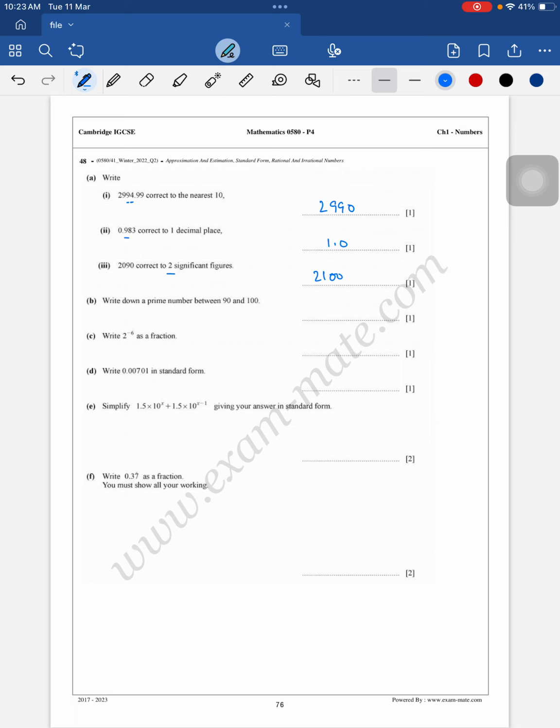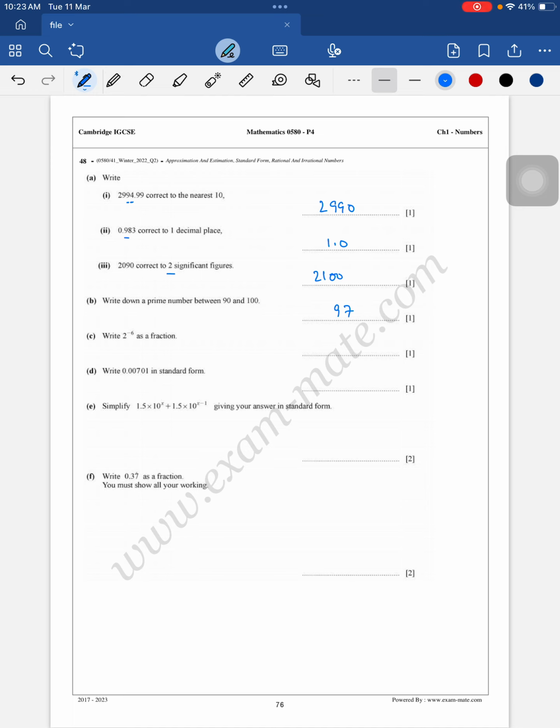Write down a prime number between 90 and 100. So we have 91, no. 93, no. 94, no. 97 is the number, yes. 97 is a prime number between 90 and 100.